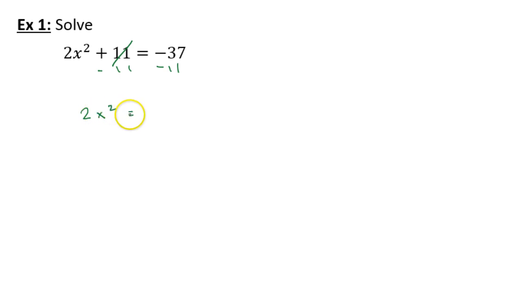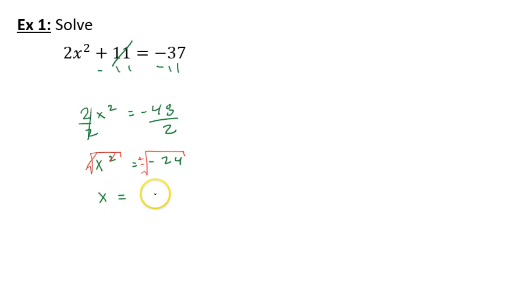I'm left with 2x squared is equal to negative 48. If I divide both sides by 2, I'm left with x squared is equal to negative 24. This is going to be the square root method. My squared and my radical go away, and I get a plus or minus on my right-hand side. So really what I'm left with is x equals plus or minus the square root of negative 24.